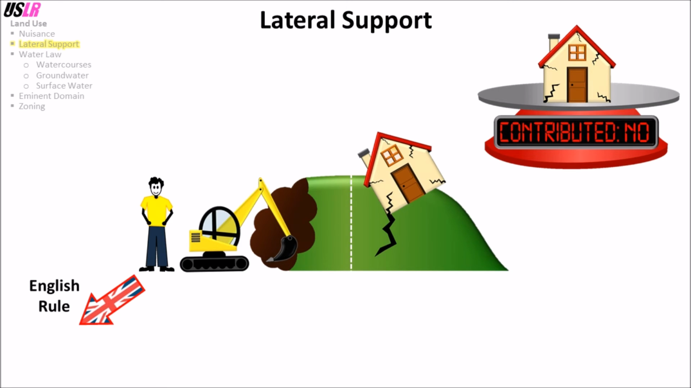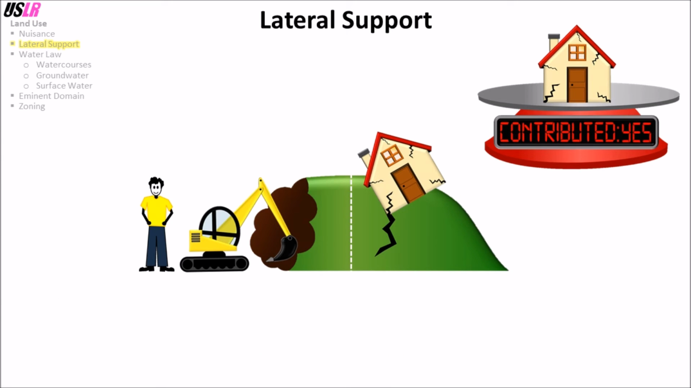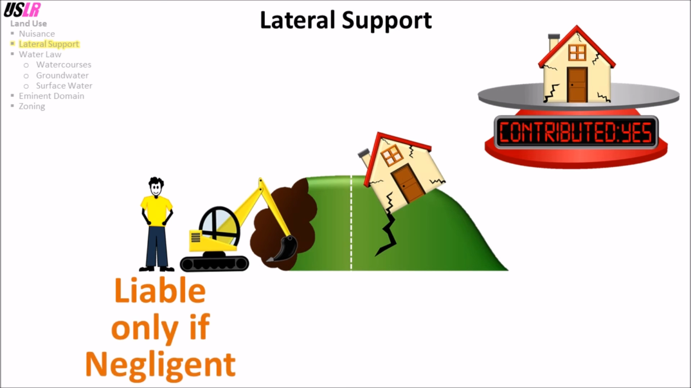If the English rule is applied, then A is strictly liable for the land and he is strictly liable for the structure. If the American rule is applied, then A is strictly liable for the land and he is only liable for the structure if he was negligent, i.e. A is only liable for the structure if B can prove that A was negligent. But if B's structures did contribute to the collapse of the land, then A will only be liable if he was negligent. Let's review the legal concepts one more time.